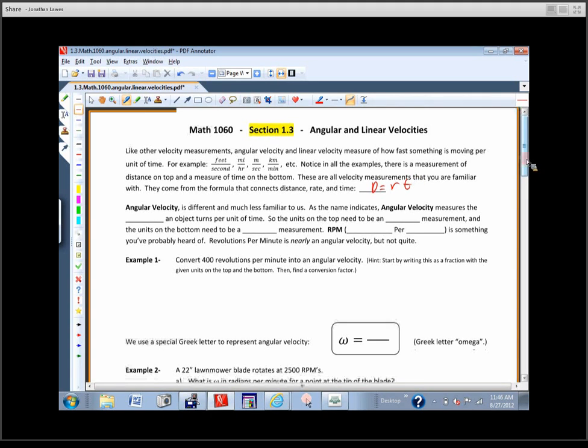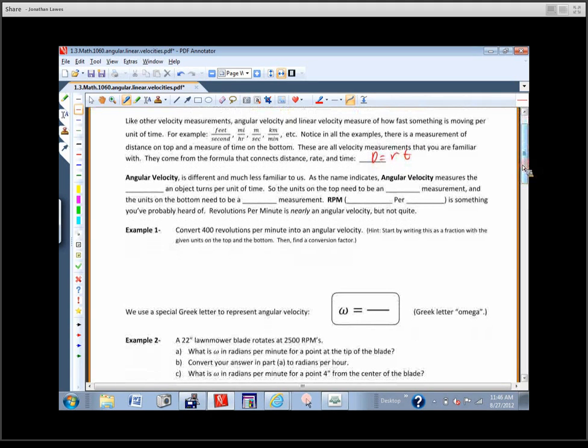Now, angular velocity is one of the things that we're going to study in this section, and it's quite a bit less familiar to us than something like miles per hour. Everybody's really familiar with that. So, the name kind of says it all. Angular velocity measures the angle an object turns per unit of time. It's not a distance, it's an angle, or an amount that it turns, per unit of time. So the units on the top need to be an angle measurement, and the units on the bottom, since it's still a velocity, need to be a time measurement.